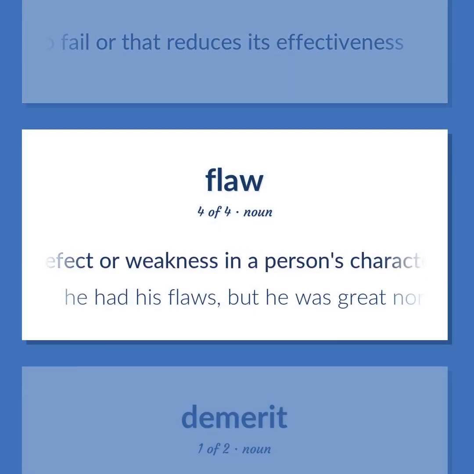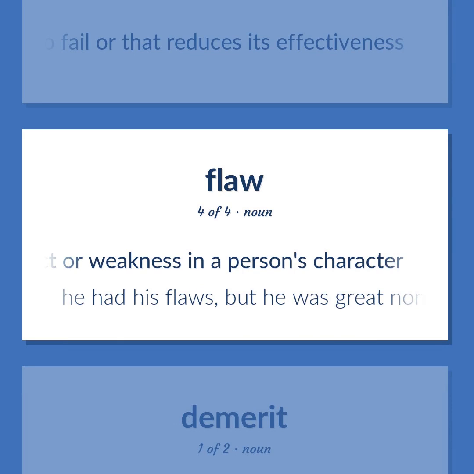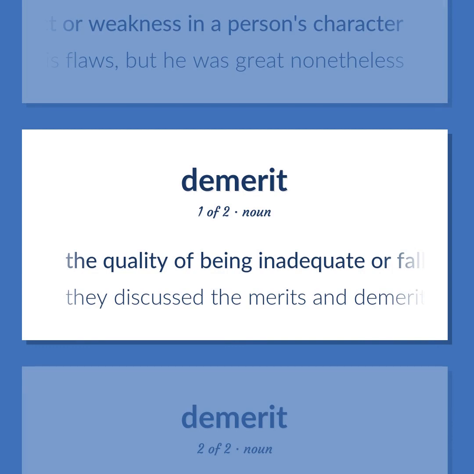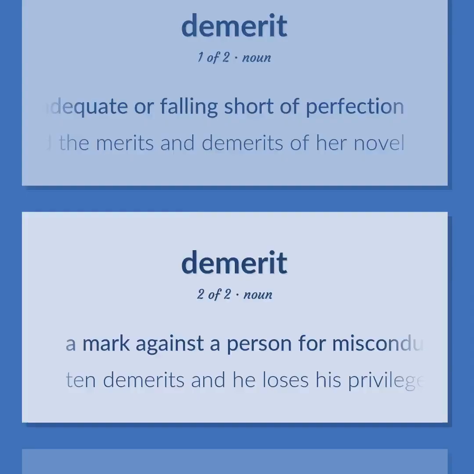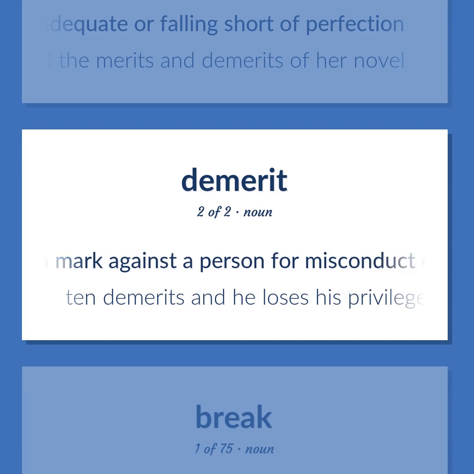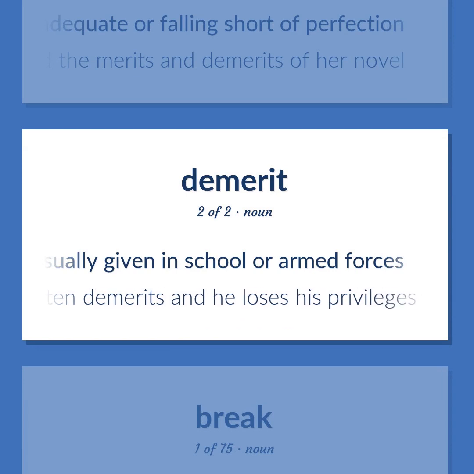Defect or weakness in a person's character. He had his flaws, but he was great nonetheless. The quality of being inadequate or falling short of perfection. They discussed the merits and demerits of her novel. A mark against a person for misconduct or failure, usually given in school or armed forces. 10 demerits and he loses his privileges.